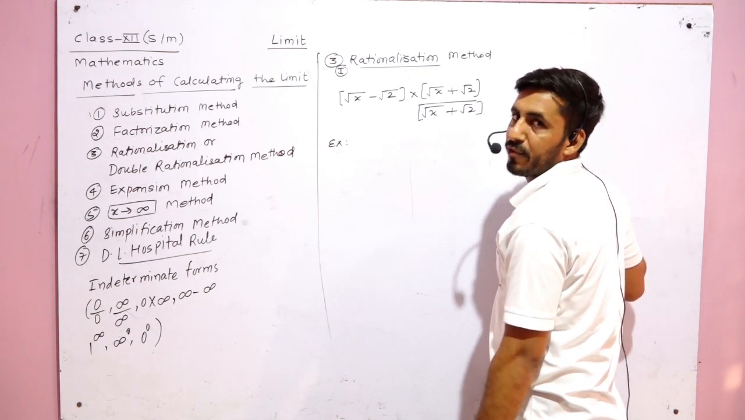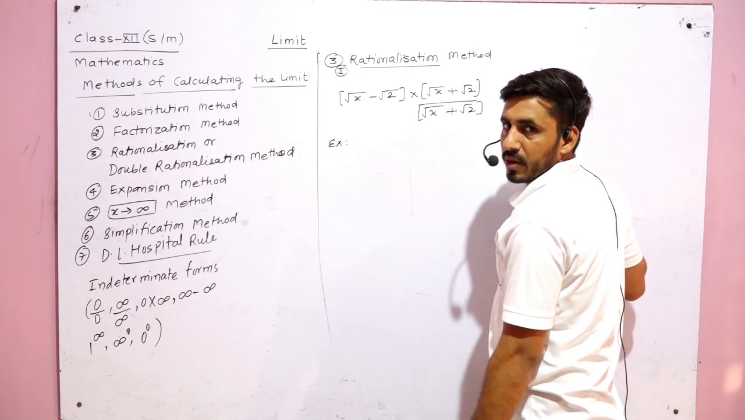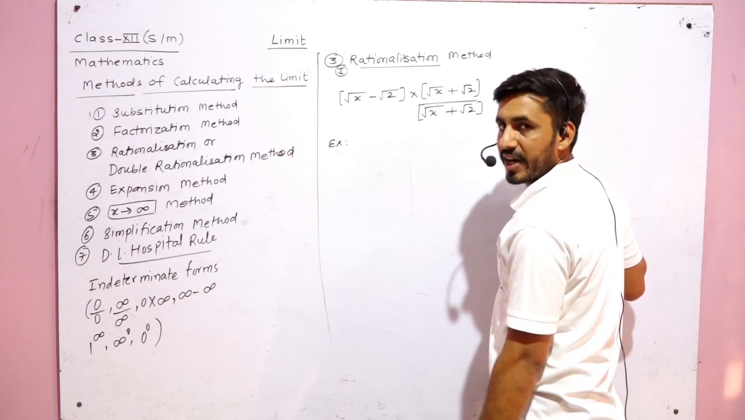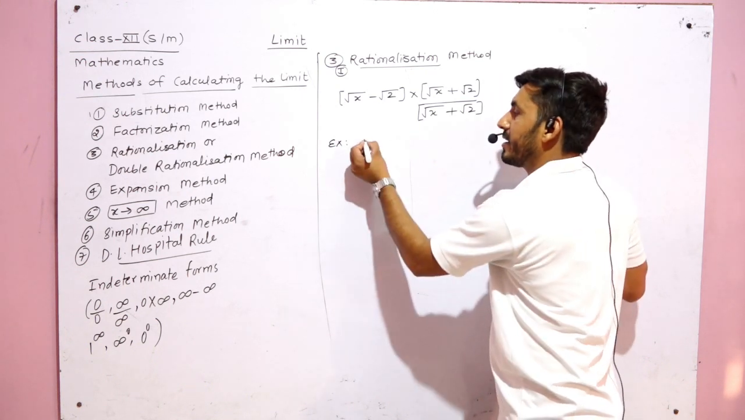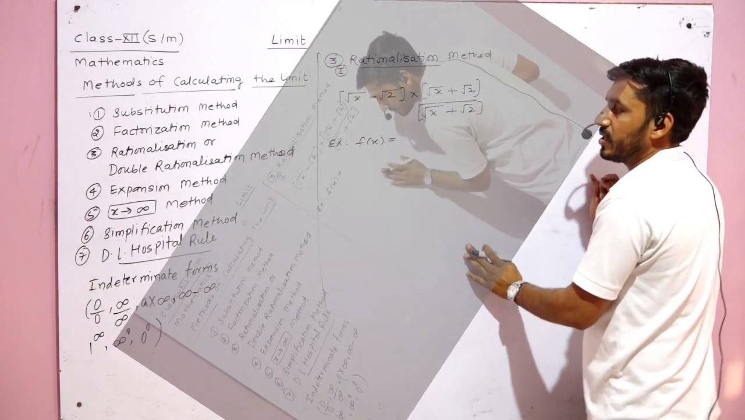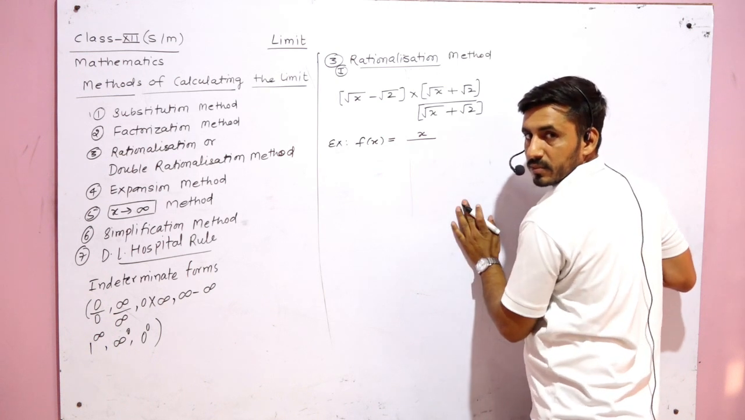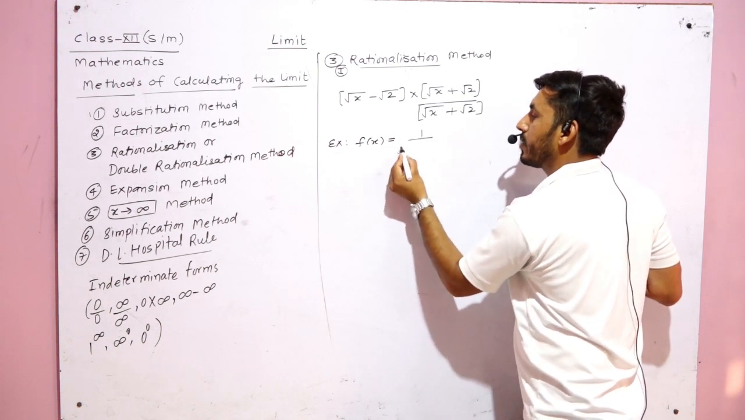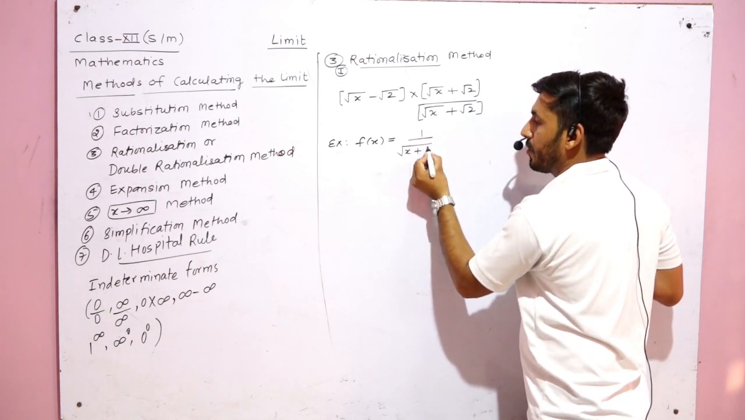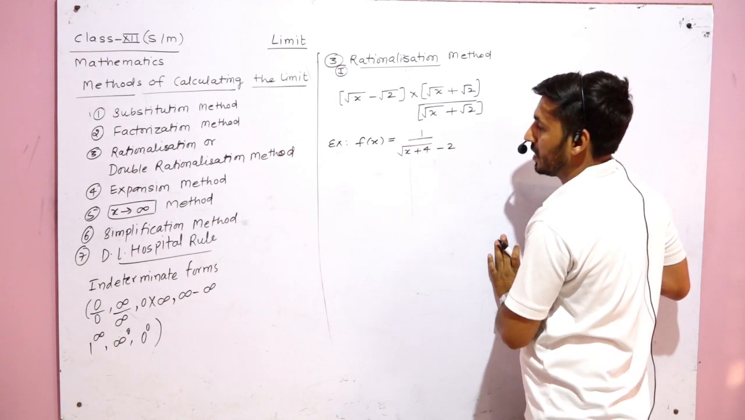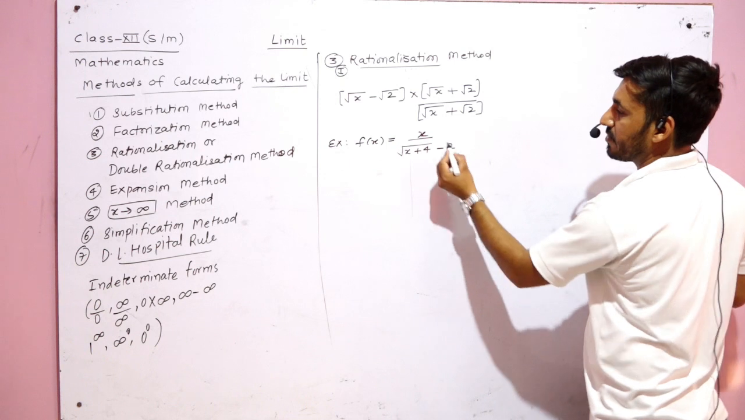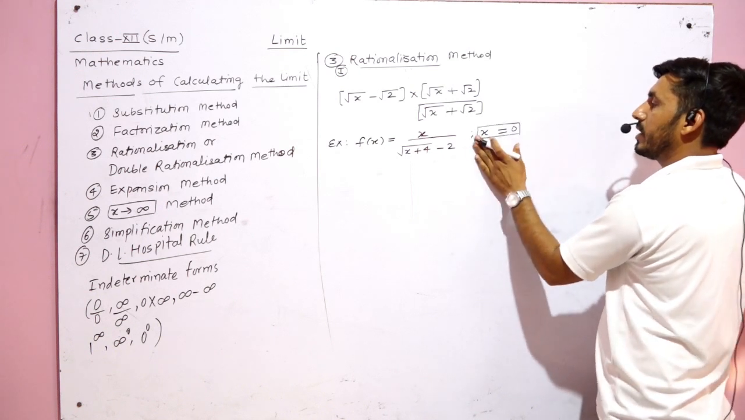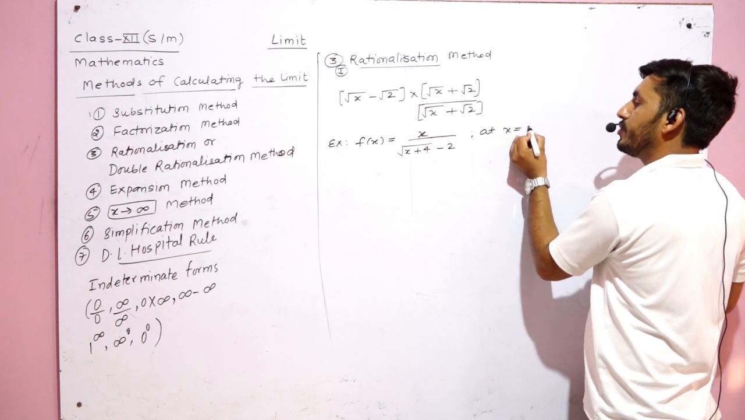That is, if we are getting any indeterminate form by substitution, then how will we eliminate the obtained indeterminate form by this method? I am taking an example. f(x) is equal to x upon root of x plus 4 minus 2, and here I am writing x. This is the given function and we want to calculate the limit at x is equal to 0.